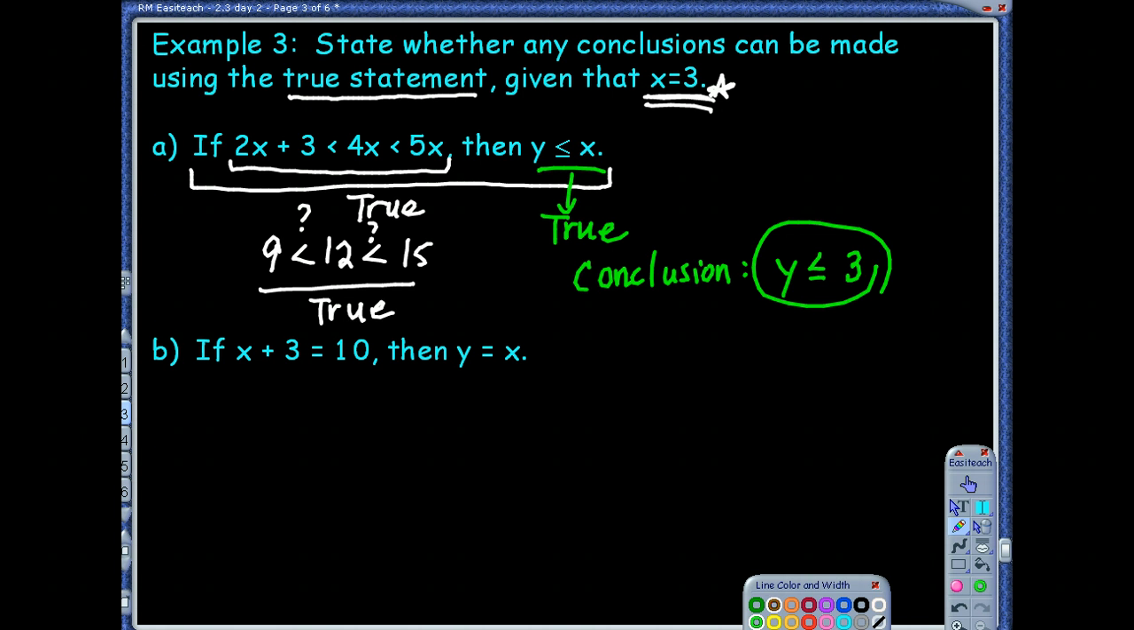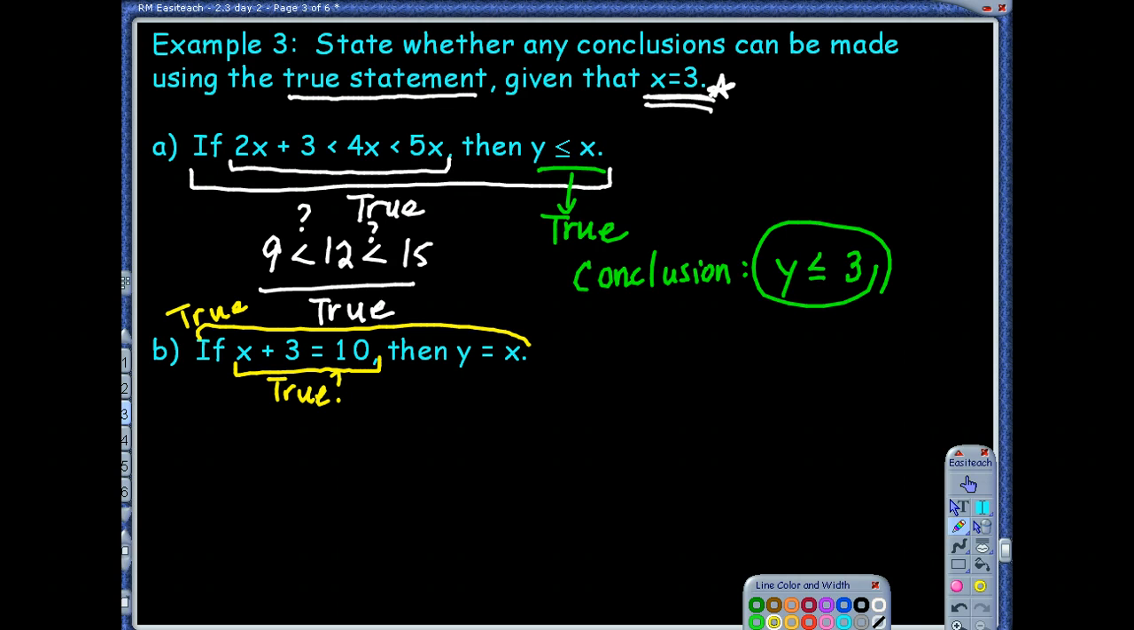It says if x plus 3 equals 10, then y equals x. So again, same as the last one. Okay, so we know this whole thing is true. Our question is whether this part is true or not. If that part's true, then the conclusion is true again.